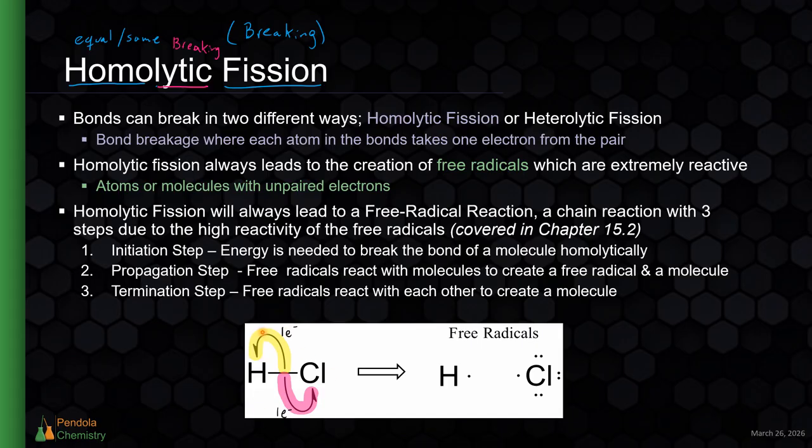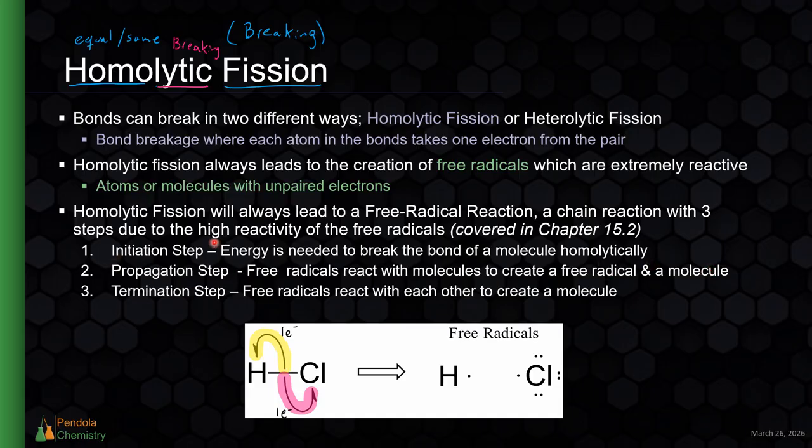Once enough energy is given, and usually it's UV radiation, but we'll look at that in the next slide, propagation can happen. What is propagation? Propagation happens when the free radicals react with molecules that are not free radicals. And what ends up happening is that they create a free radical on another molecule. So this is a chain reaction.